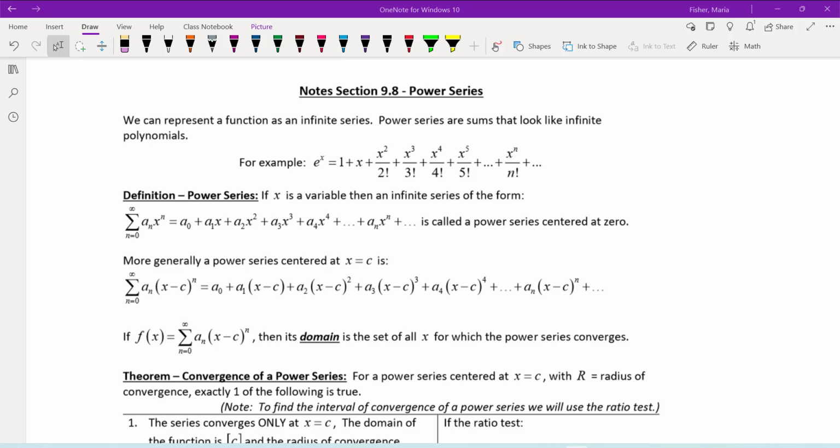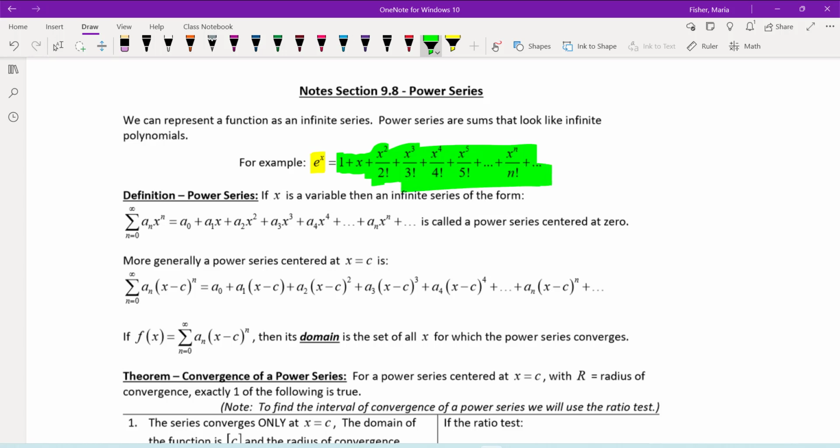Section 9.8 is power series. Now we can represent a function as an infinite series. For example, we can represent e to the x as the infinite series 1 plus x plus x squared over 2 factorial plus x cubed over 3 factorial plus all the way down to x to the n over n factorial.